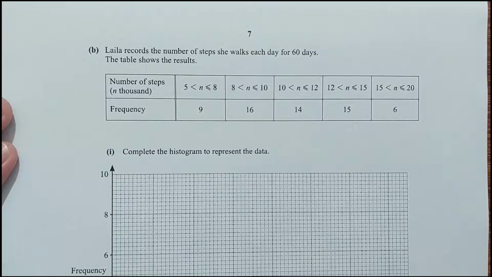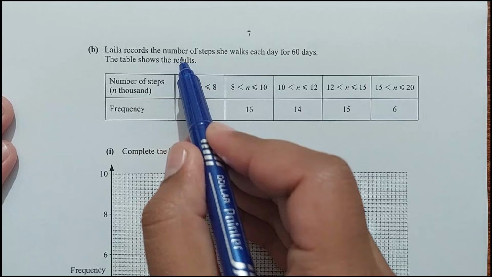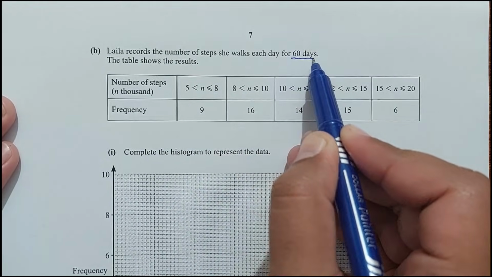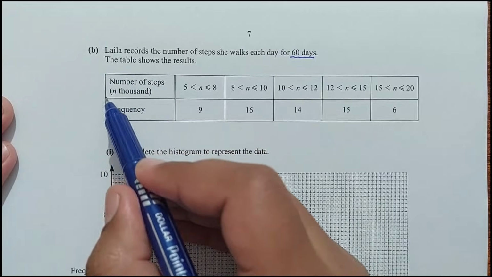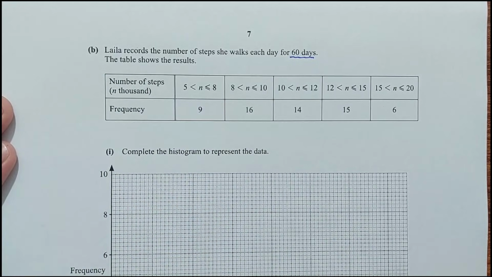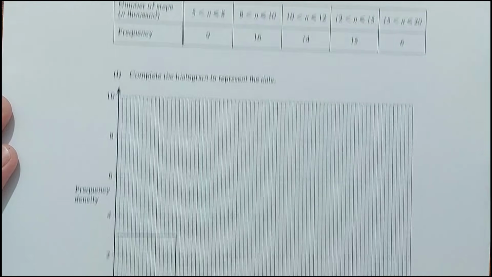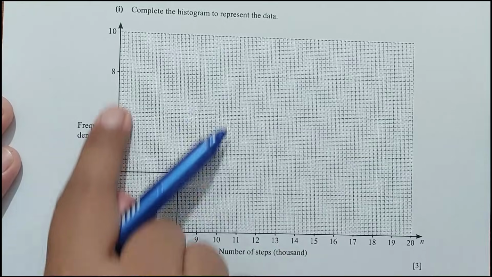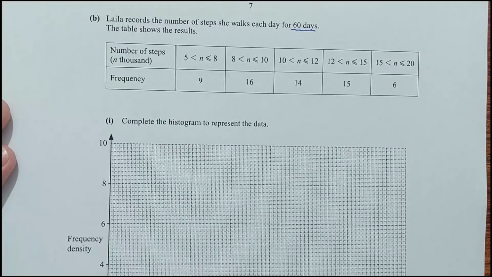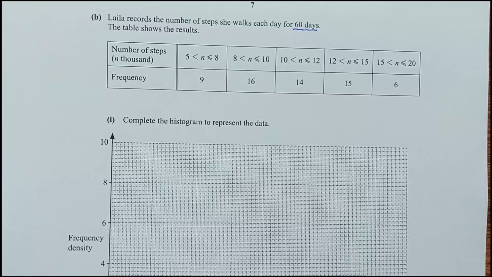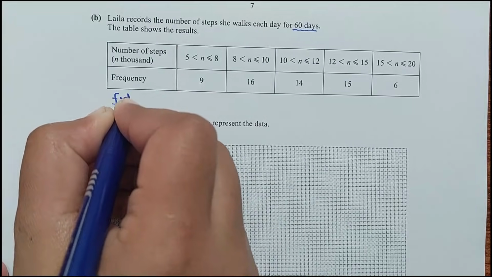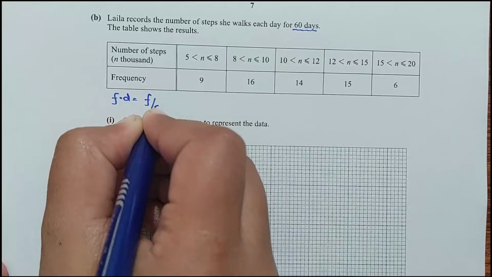Okay. Now for part B, Leela records the number of steps she walks each day for 60 days. The table shows the results, number of steps and frequency. Number 1, complete the histogram to represent the data. So number of steps in thousands, and we have frequency density, right? Frequency we have been given, we have to find the frequency density, which is frequency over the class width.